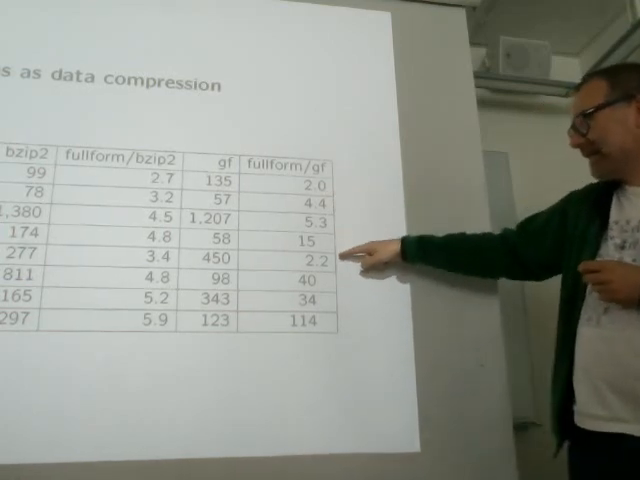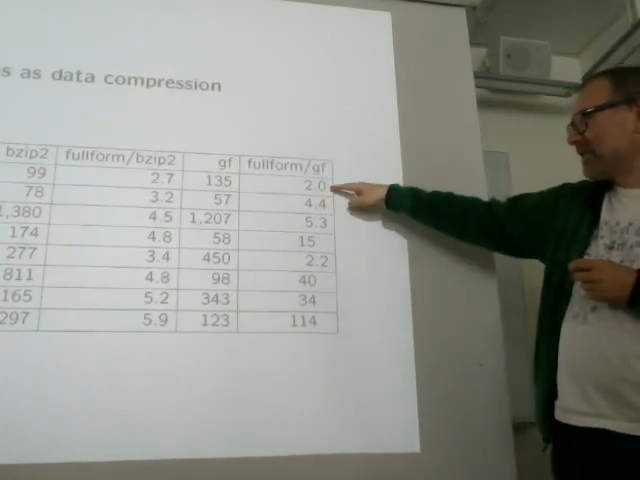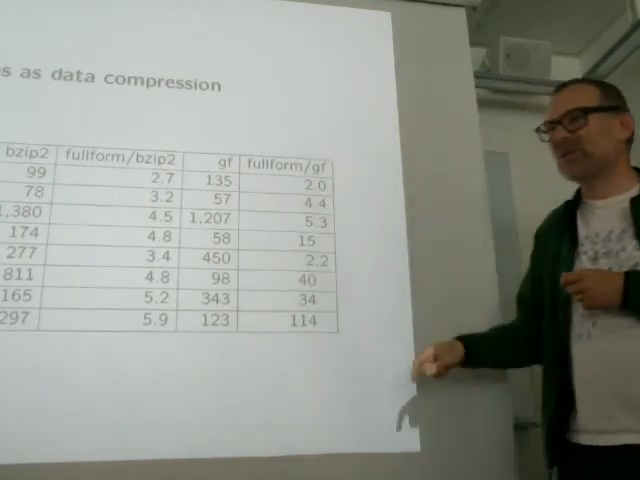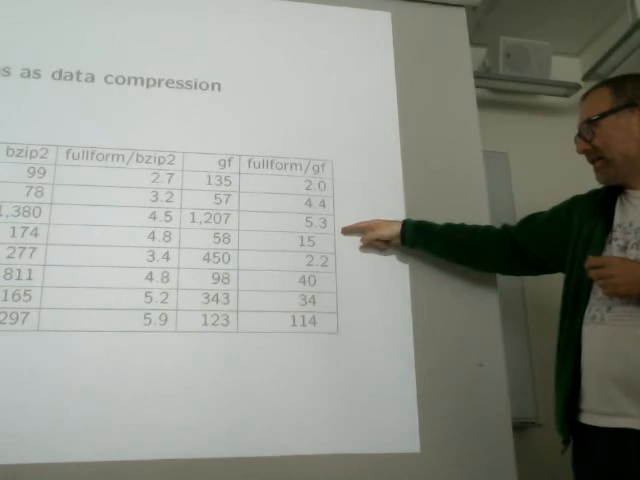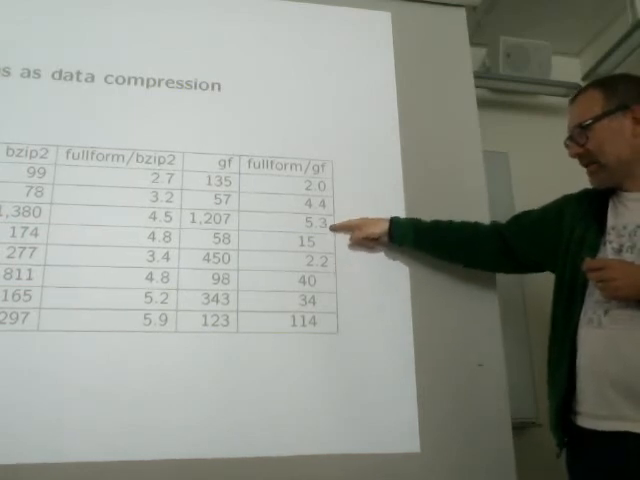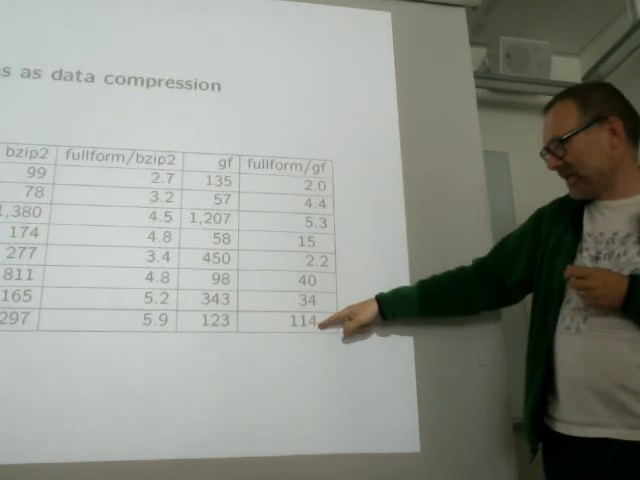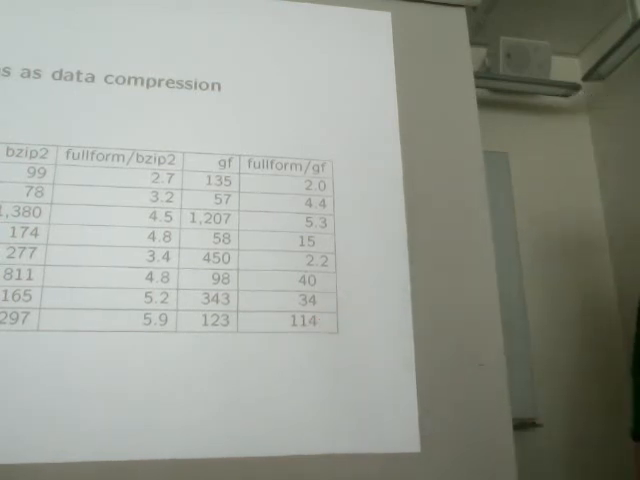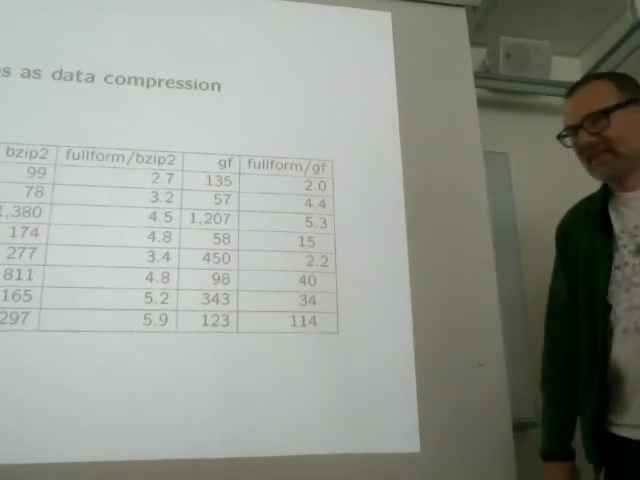And here we see that the compression rate, well, for English nouns it's slightly worse than for bzip2, and for French nouns also, but for all other cases it's really much higher. So for Finnish verbs it's really high.